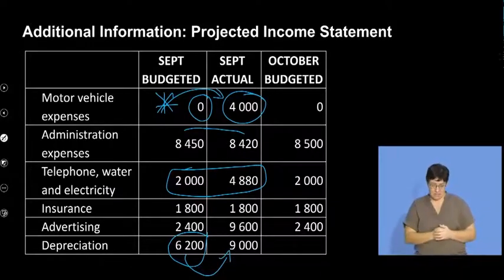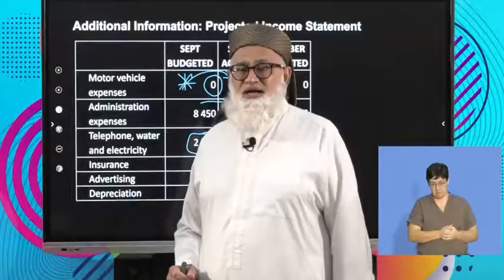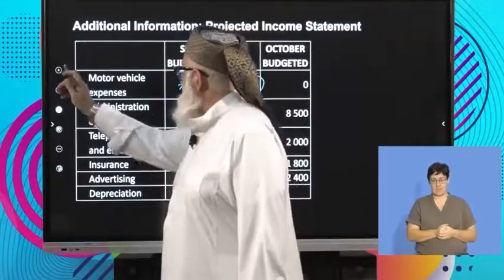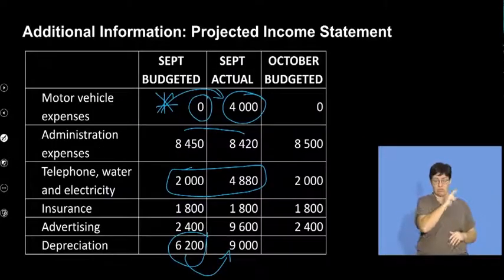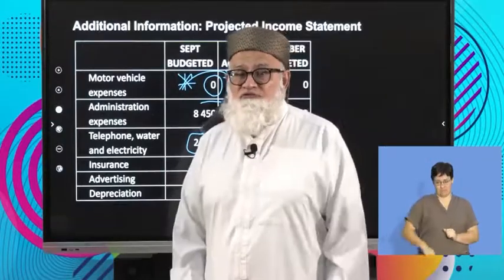So this was a conscious decision to buy a vehicle to do what? To do the deliveries to our customers. And as a result of that, you can clearly see your vehicle expenses increased from 0 to 4,000, and your depreciation also increased. I think it was from 6,200 to 9,000 Rand. So obviously this is now impacting on our profits.